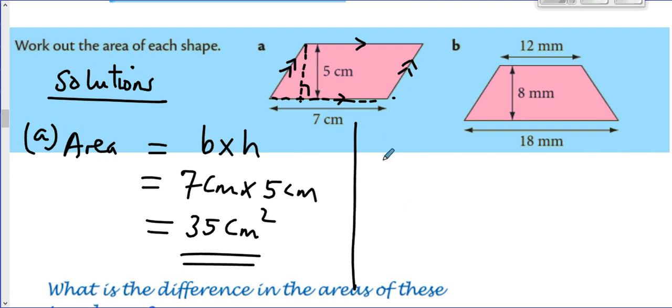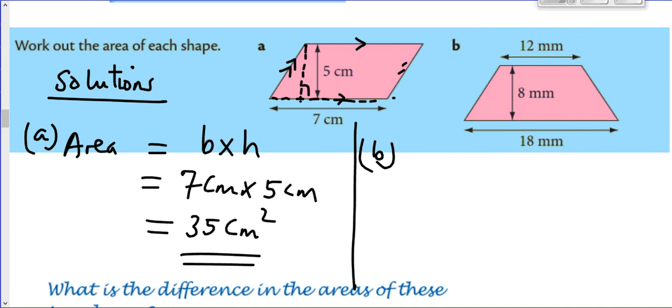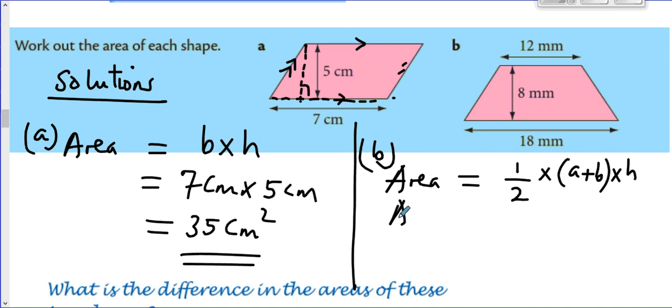How about part B? Can you tell me what shape this is? What is the common name of this shape? You can pause the video and try to figure out the name of this shape. But this shape goes by the name of a trapezium. So what is the area of a trapezium? We say the area of a trapezium is equal to a half times the sum of the two parallel sides times height.